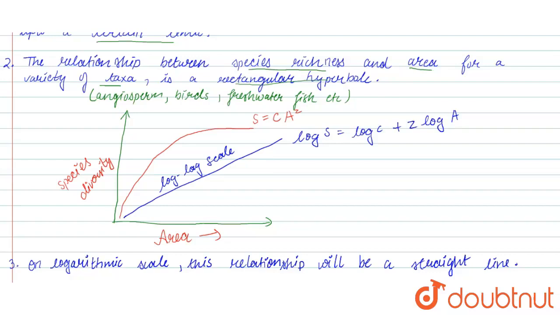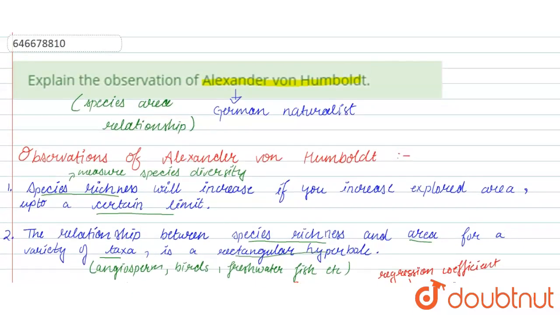Now what are the terms? Now we're going to see what are the terms. Here the S represents the species richness. So we can write species richness. And the C here represents the y-intercept. Here the Z represents regression coefficient, Z, regression coefficient, and then finally we have A, which represents the area. So these are the observations given by Alexander von Humboldt.